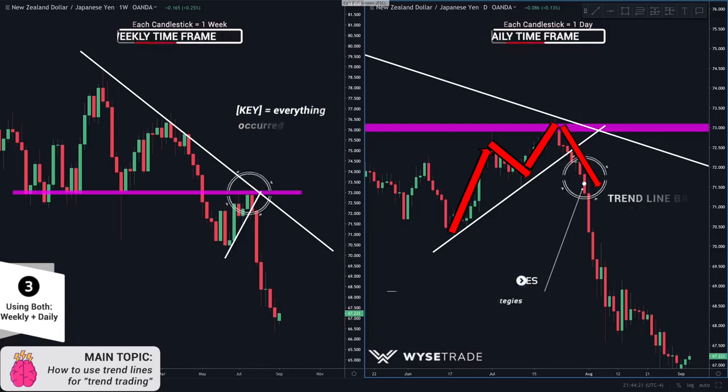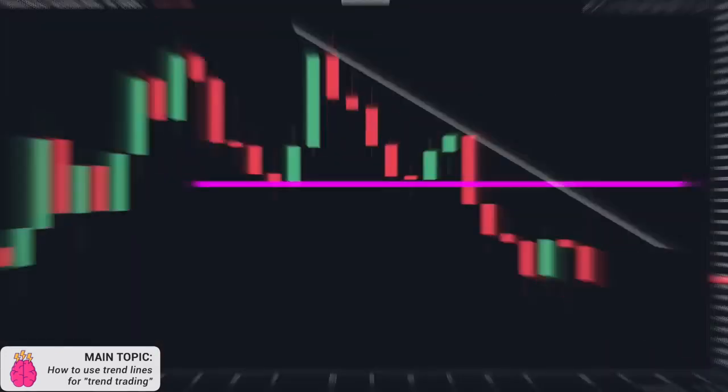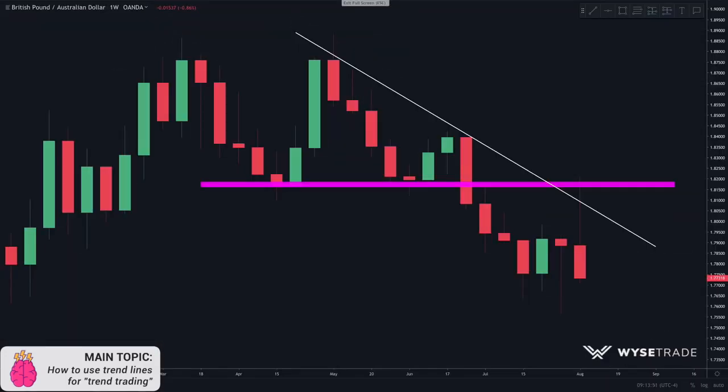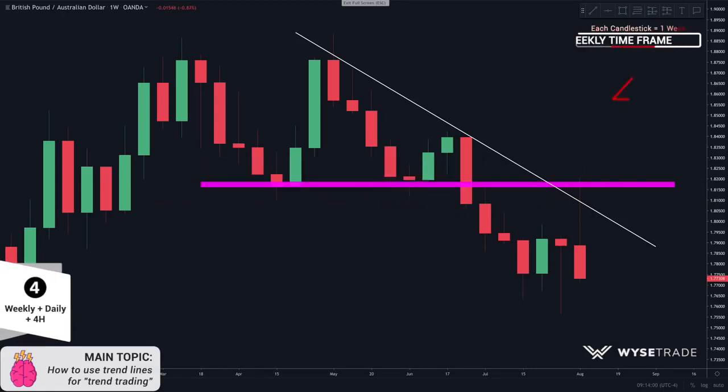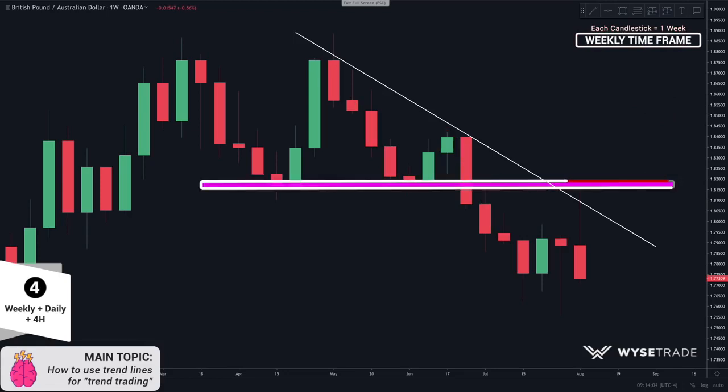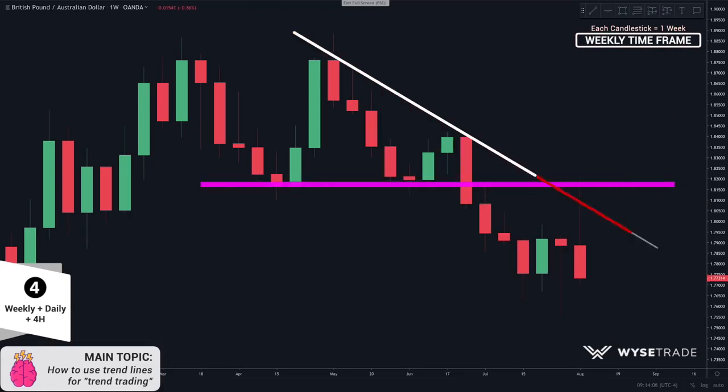Now, we're going to take it even one step further. This is where we introduce true top-down analysis. We will be using 3 timeframes, starting from the weekly to the daily, then to the 4-hour timeframe. So starting with the weekly, we were in a clear moving downtrend. Here was the weekly support turned resistance. Here was your trend line. Here was your access point.